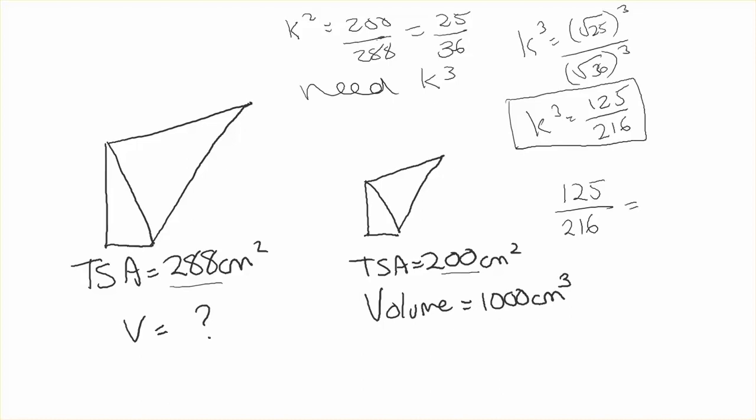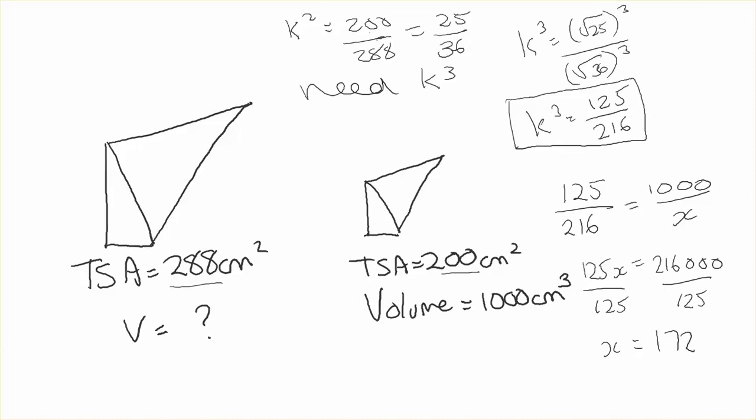I'll just check. I put 200 in the numerator, so from the same shape, the 1000 has to go in the numerator over x. Cross multiply, 125x equals 216 times 1000, which is 216,000. Divide by 125 both sides, and x equals 1,728 centimetres cubed.